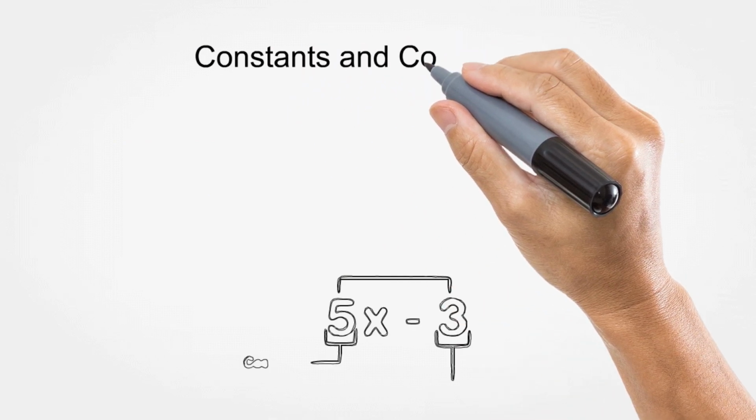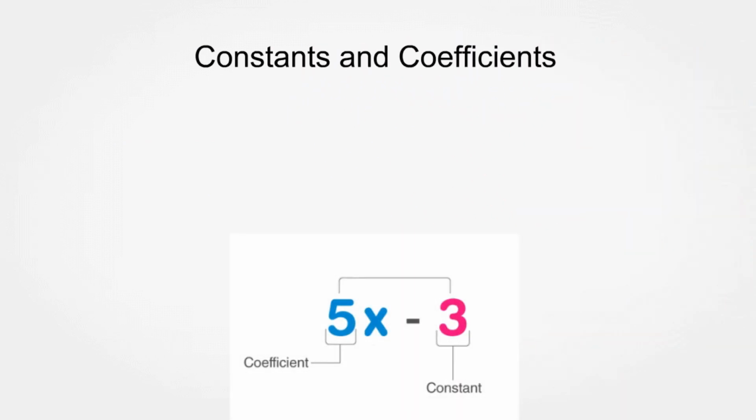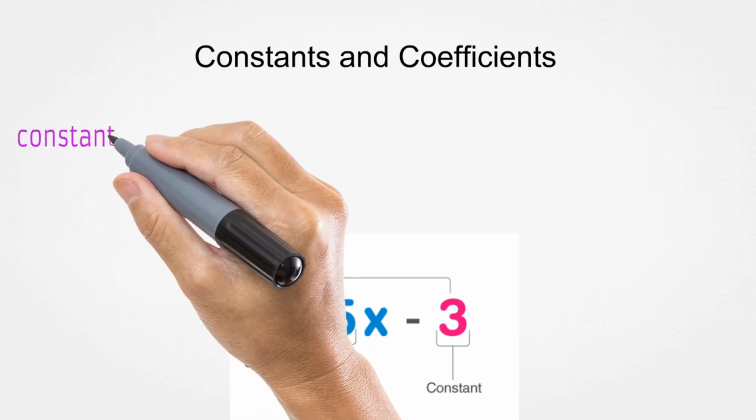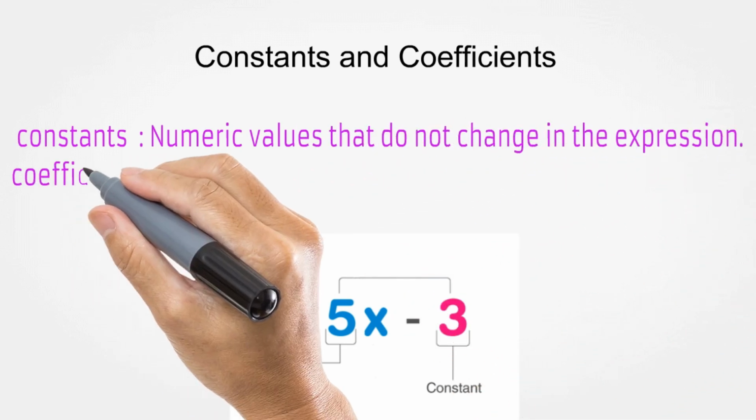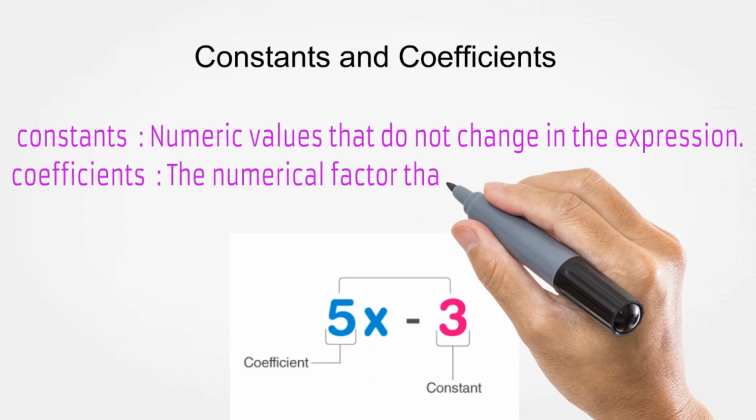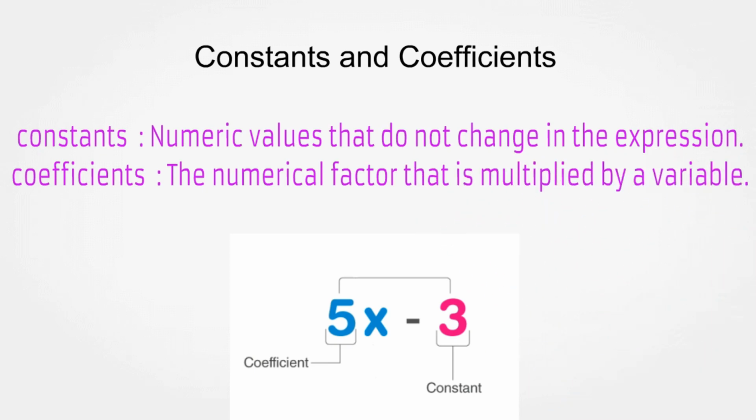But wait, there's more! We also have some steady friends called constants. These are numbers that don't change. And then we have coefficients, which are like the sidekicks that help our number heroes shine. Constants can also be stated as numeric values that do not change in the expression, and coefficients as the numerical factor that is multiplied by a variable.